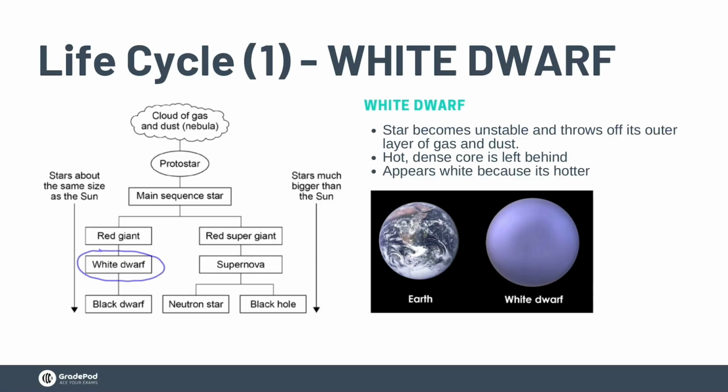So our sun has gone from the size of the sun, which is much bigger than the Earth, and it turns into something much, much bigger than the sun. And then eventually it becomes unstable and it throws off its outer layer of gas and dust. So that red giant just loses its temper basically, and it throws a tantrum and throws off all its gas and dust, and all that's left behind is this very hot, very dense white core, and it appears white because it's much hotter. And this white dwarf is what will be left of the sun after it's become a red giant and gone through that phase.